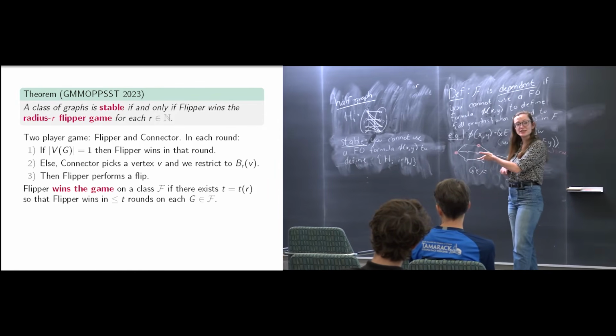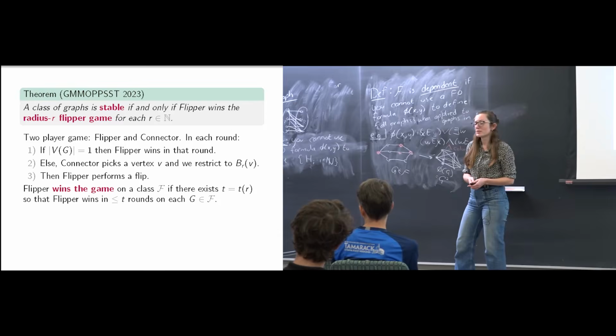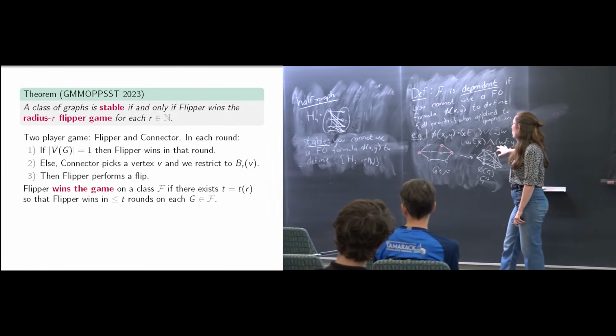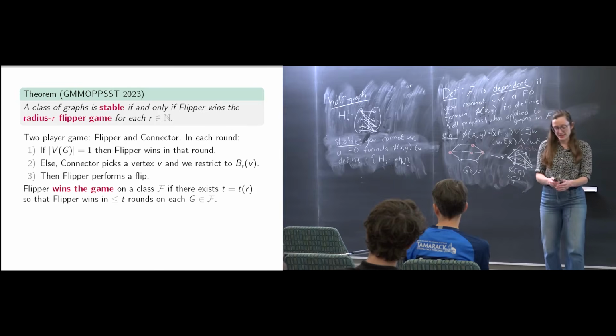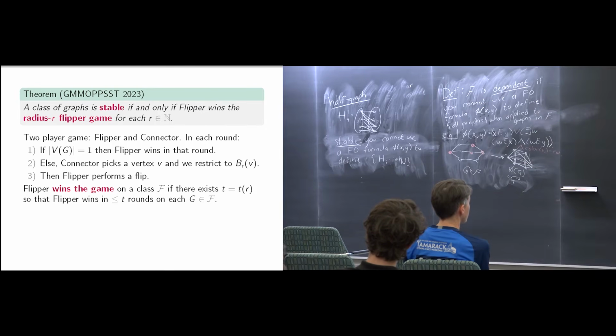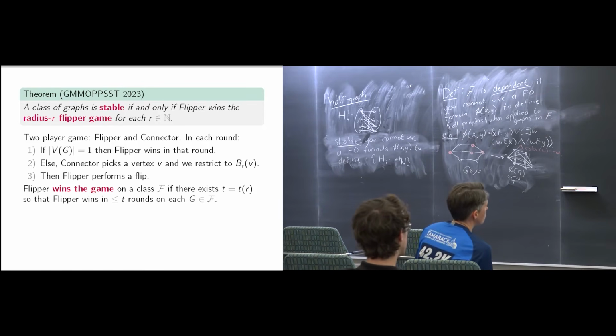That's the easy direction. The hard direction is showing that if you don't define all half graphs, then Flipper has a winning strategy. Because you go from something that's avoided to the existence of a winning strategy, which is more explicit, more concrete. So that's why this is the hard direction.